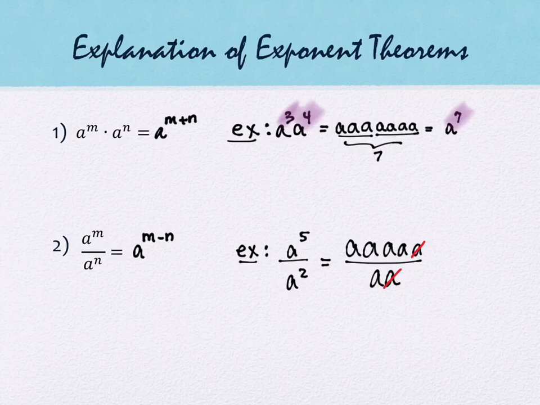It doesn't work with addition, doesn't work with subtraction, it works with multiplication only. So because they're all multiplied, we can cancel them term by term on the top and the bottom, leaving me with 3 a's. And that's otherwise known as a cubed. And how do I get from 5 and 2 to 3? I subtract.